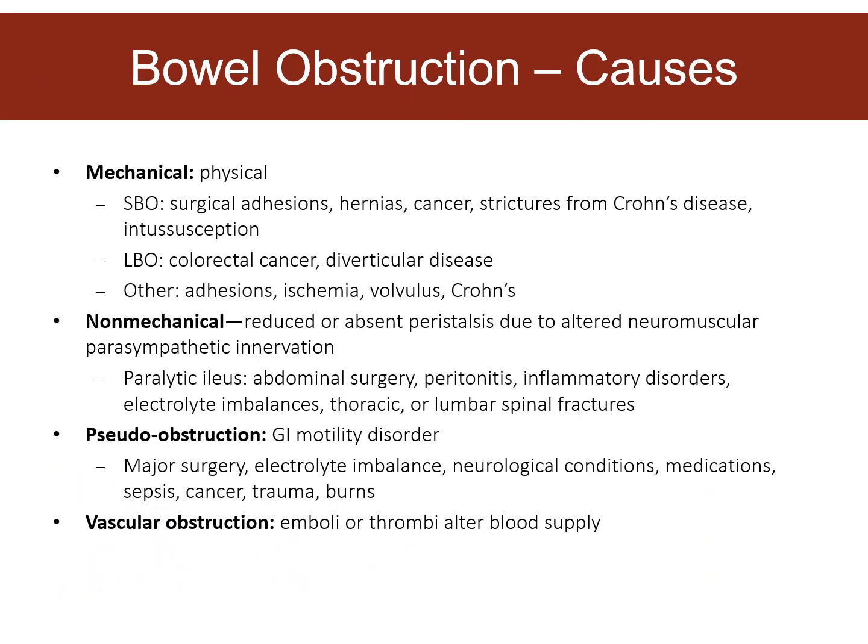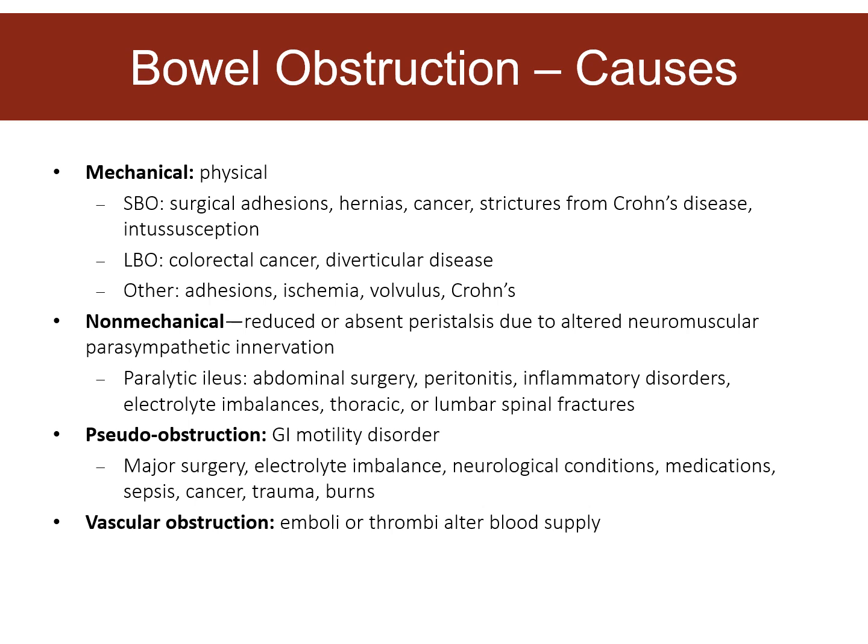Okay, causes of bowel obstruction. We have mechanical. So something physical is happening, like surgical adhesions. We learned about adhesions, hernia, cancer, strictures from Crohn's disease. So there's actually something physical there. Non-mechanical refers to reduced or absent peristalsis. So for some reason, the bowels just aren't moving things. So things get backed up and they just kind of sit there.